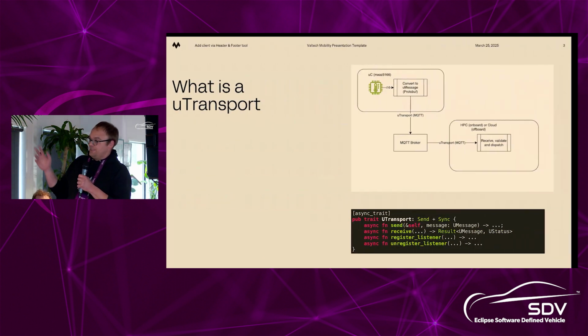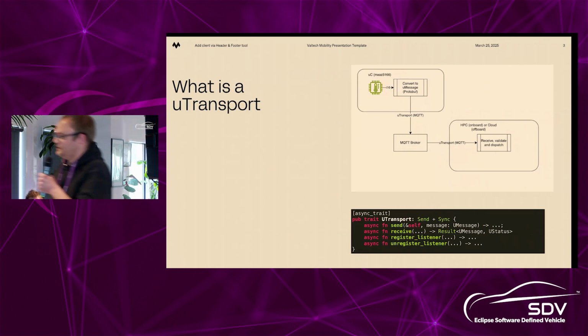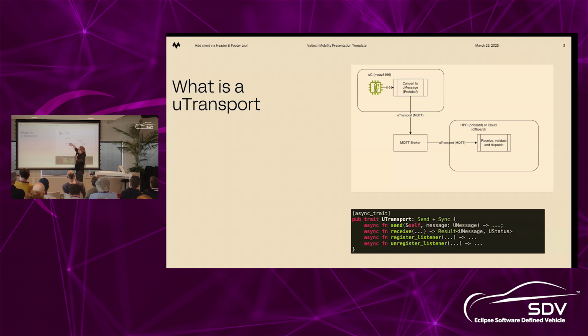So what is a uTransport, or what we set out to do is basically you have some kind of, I'm not good at drawing pictures. You have a microcontroller like this above, and the uTransport makes sure that you can convert some measurements, in this case a temperature measurement, and put it in a protobuf structure, that is a uMessage, and you send it to the transport. So here's one way of the transport to the MQTT broker, for example.